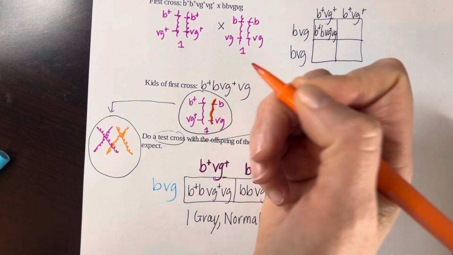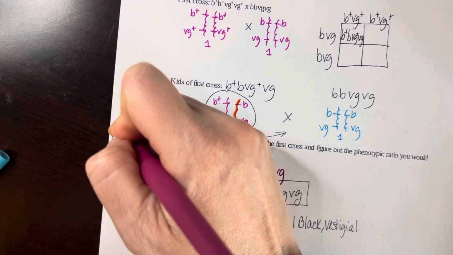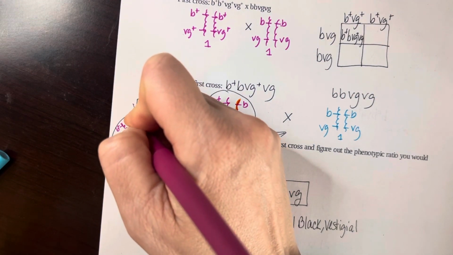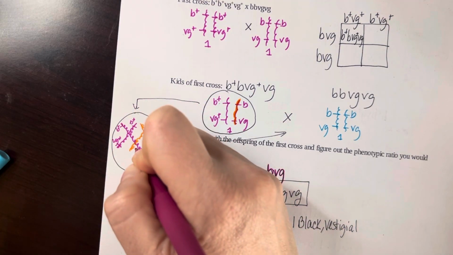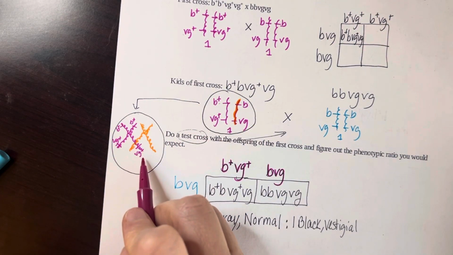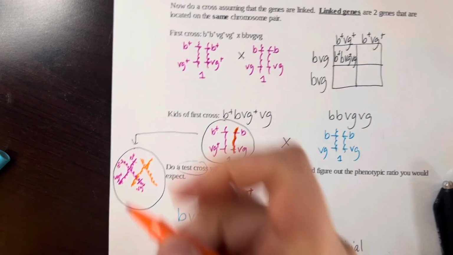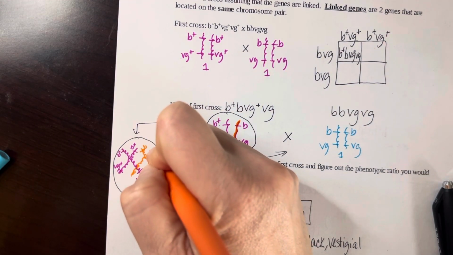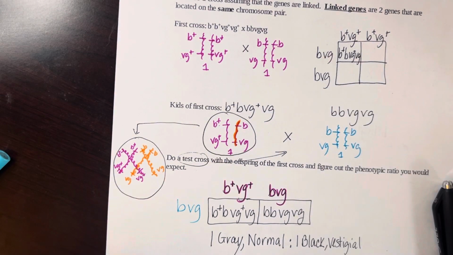Remember that? All right, so let's put the genes on here. This one has the B+ gene and the VG+. Now notice here the VG+ is after where they cross over. That's important because they're going to switch genes. Then the orange chromosome has the B and VG on that one.